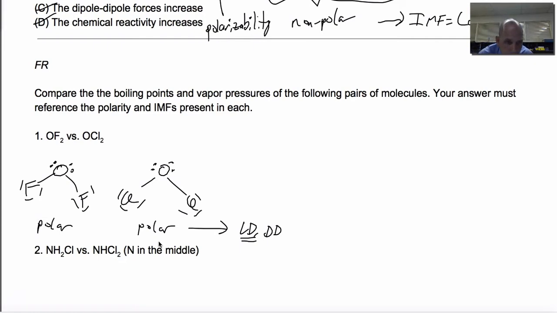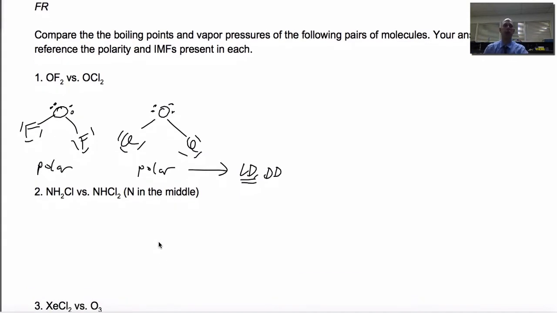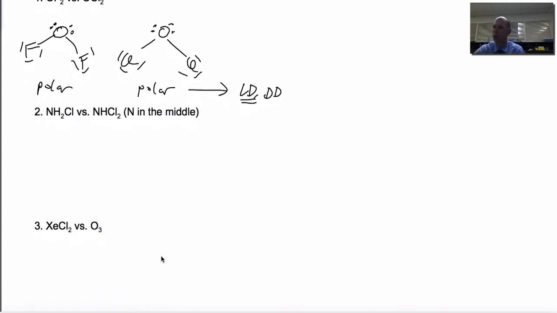So OCl2 is polar and exhibits strong polarizable London dispersion forces and dipole-dipole forces, whereas OF2 is polar and exhibits standard London dispersion forces and dipole-dipole forces. Thus, the forces acting between neighboring OCl2 molecules are stronger, yielding a higher boiling point and a lower vapor pressure. Let's go ahead and do this one.